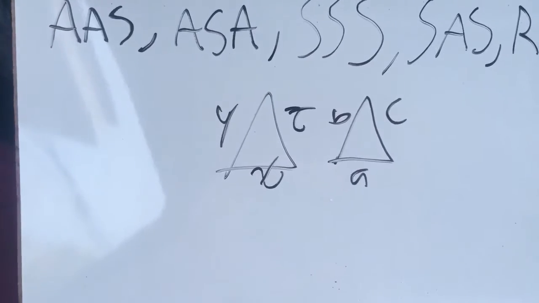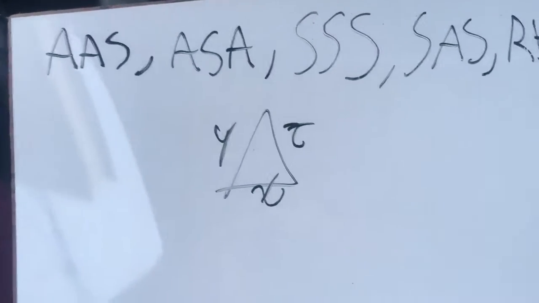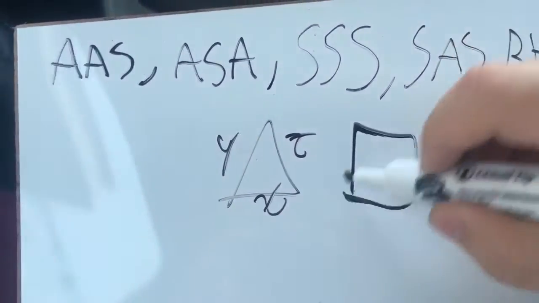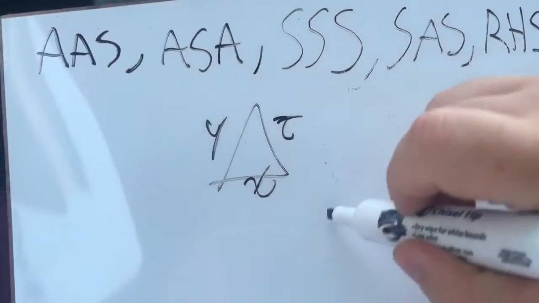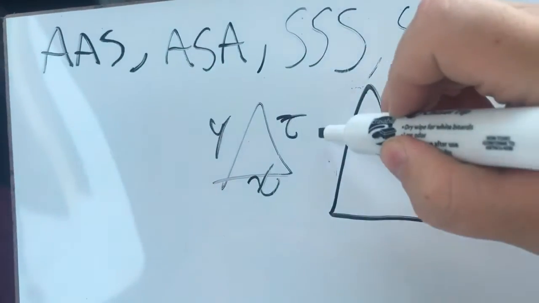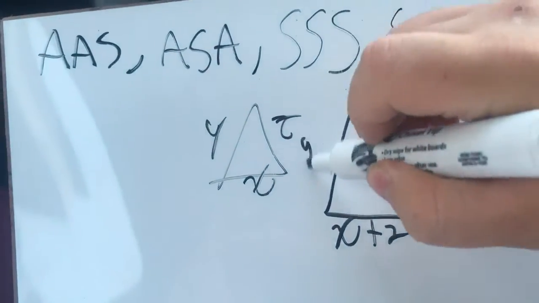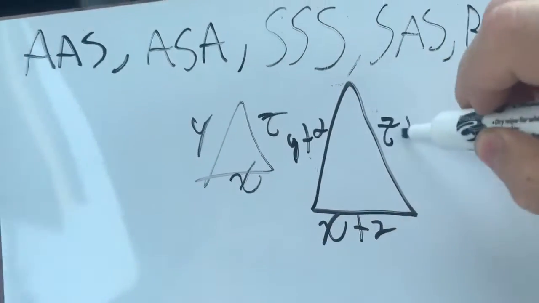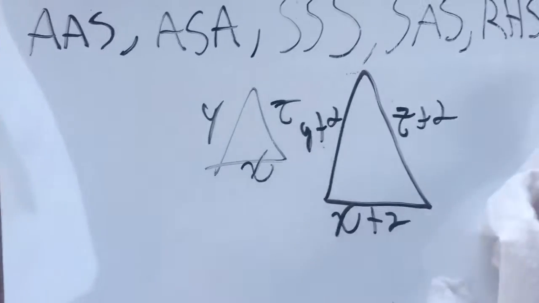And let's say a square and a triangle are not congruent, they're not the same shape. Or a triangle that's bigger, with, let's say, x plus 2, y plus 2, z plus 2, they're not the same size, so they're not congruent. They must be the same size and same shape.